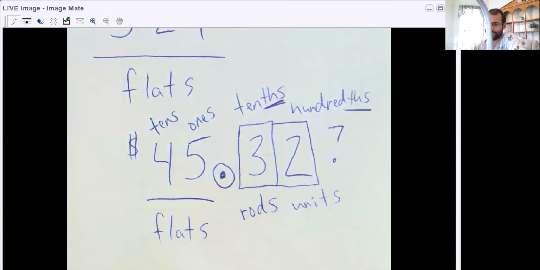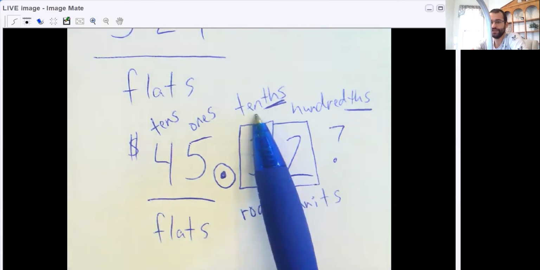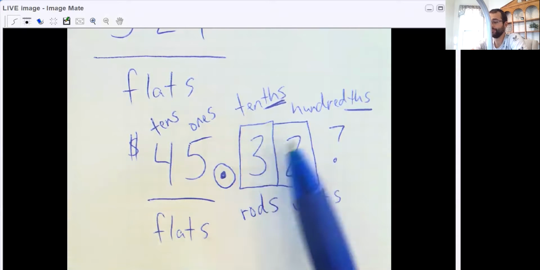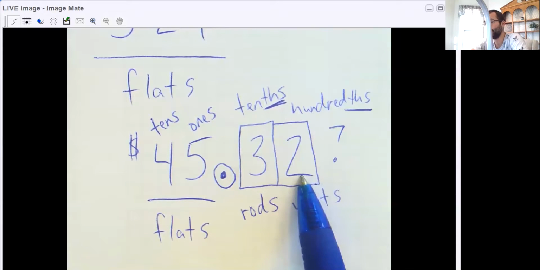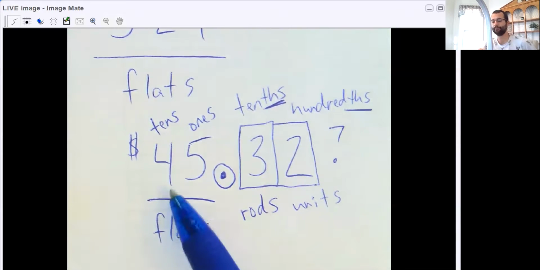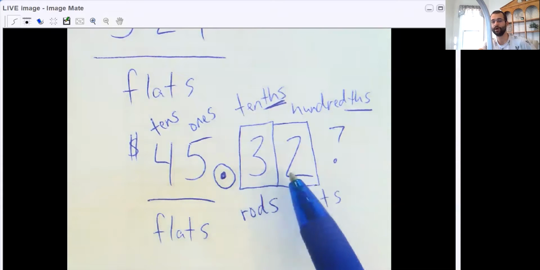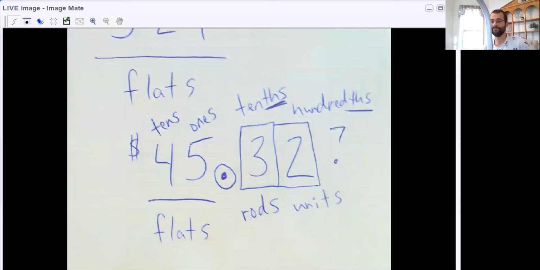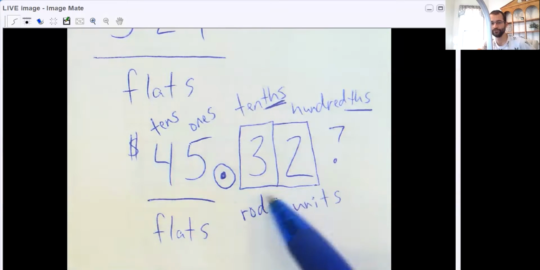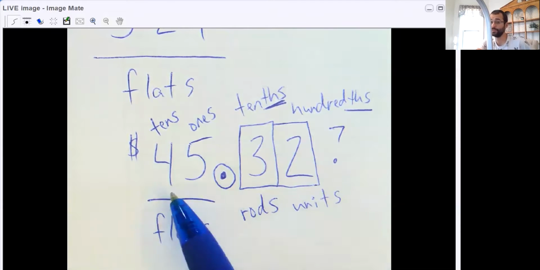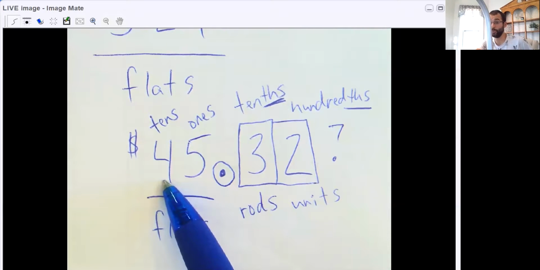Well, let's think for a second. In the tenths, it takes 10 dimes to equal $1. So I'm only getting 3 back. In the hundredths, it takes 100 pennies to equal $1. So notice how each time I'm moving to the right, my place value gets smaller and smaller. If I asked you which of these numbers would you want to have, you hopefully would tell me the 4. And the reason you would tell me the 4 is because the 4 equals $40.